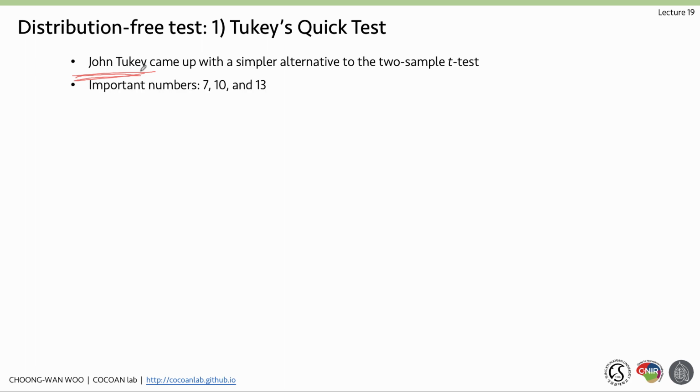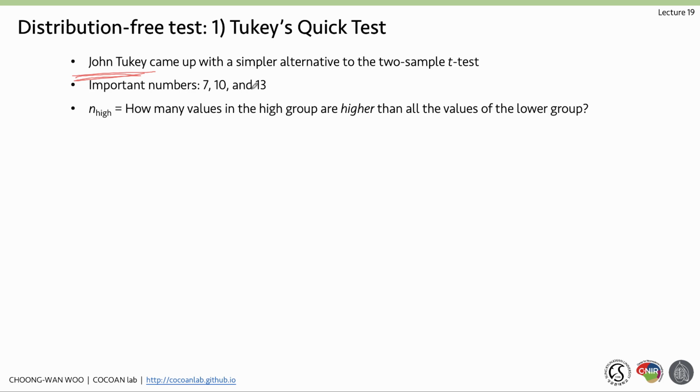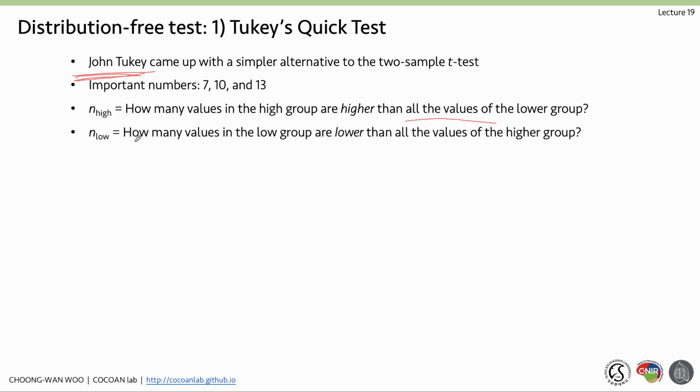And there are some distribution-free tests. One of the famous tests is Tukey's quick test. So this person came up with a simpler alternative to the two sample t-test. The important numbers are 7, 10, and 13. You need to calculate how many values in the high group are higher than all the values in the lower group. And also, you need to calculate how many values in the low group are lower than all the values of the higher group. And if there is a tie, it counts as half.